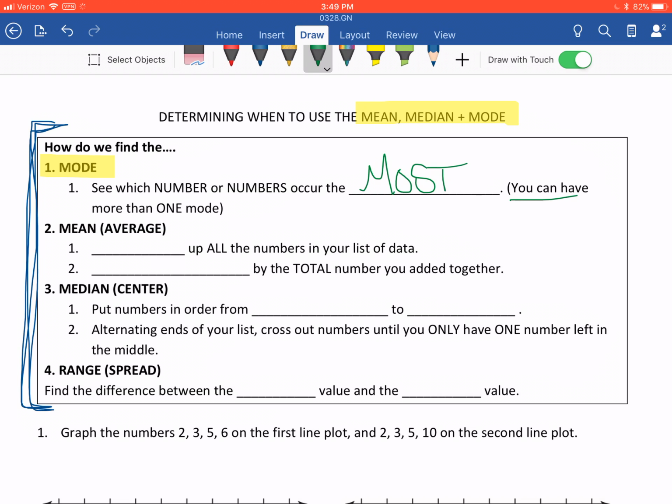Our first step to calculate that is to add up all the numbers in your list of data and then divide by the total number you added together. Our next word here is median or center. Those are used interchangeably. Our first step to figure out what the median or center is to put the numbers in order from least to greatest.